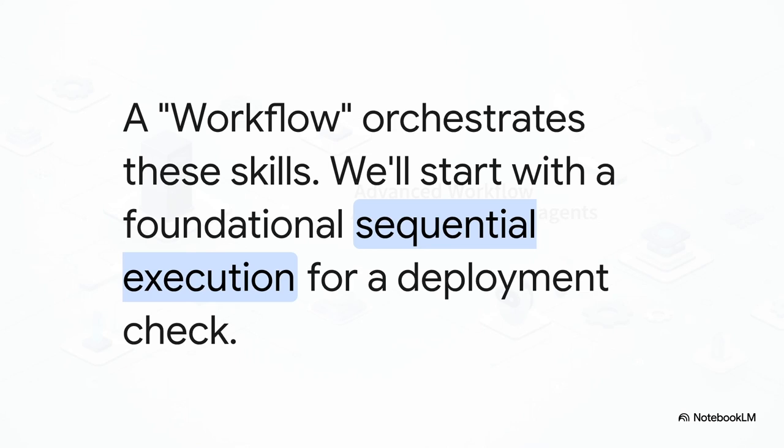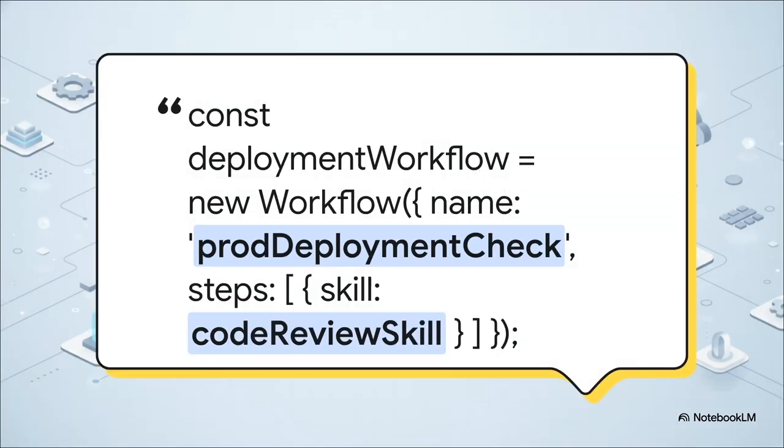Okay, so if skills are the tools, then the workflow is the blueprint. It's what defines the high-level goal for the agent. It provides the sequence or the structure of the tasks it needs to complete. And you can see it in the code right here. We're defining a super simple one-step workflow called prod deployment check. And its only step? To use that code review skill we just created. This basically tells our agent, hey, your goal is to perform a production deployment check. And your first step is to use your advanced code review skill.